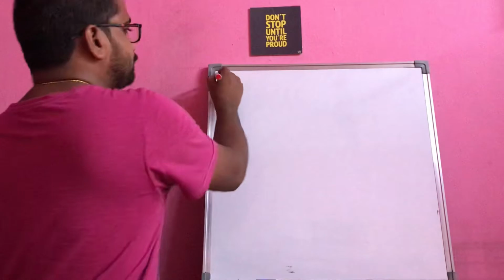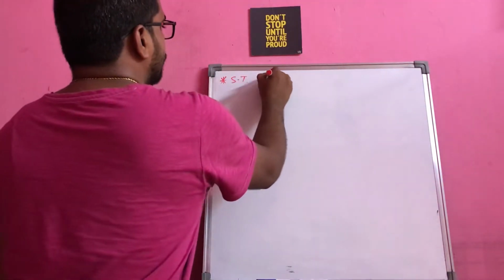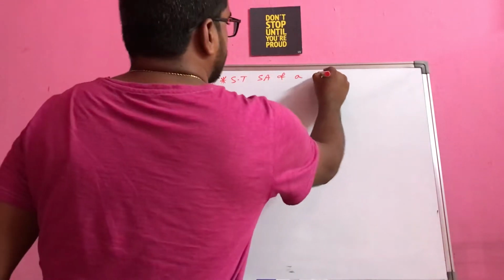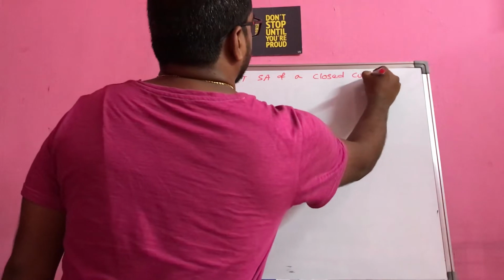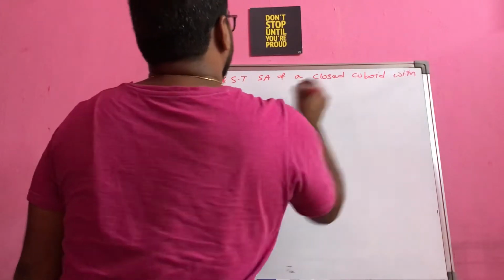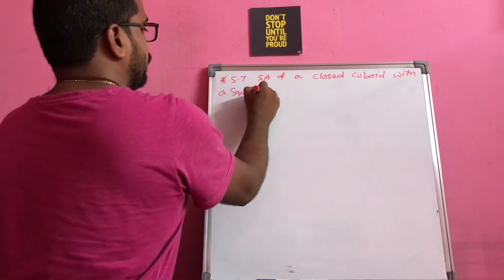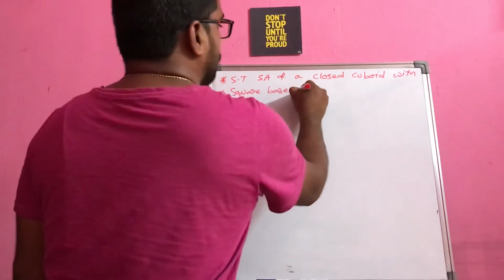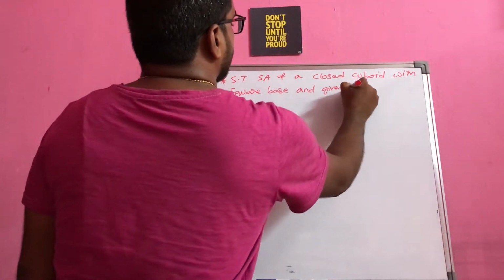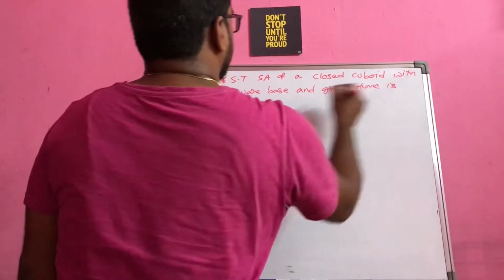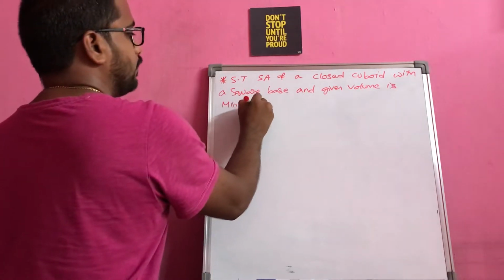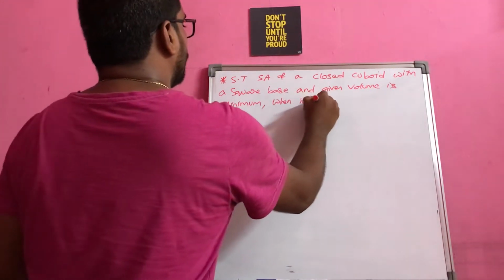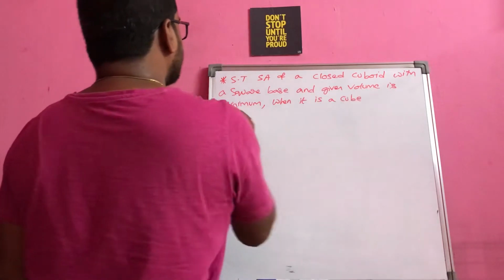Now see this question. Show that the surface area of a closed cuboid with a square base and given volume is minimum, when it is a cube. When it is a cube, right?